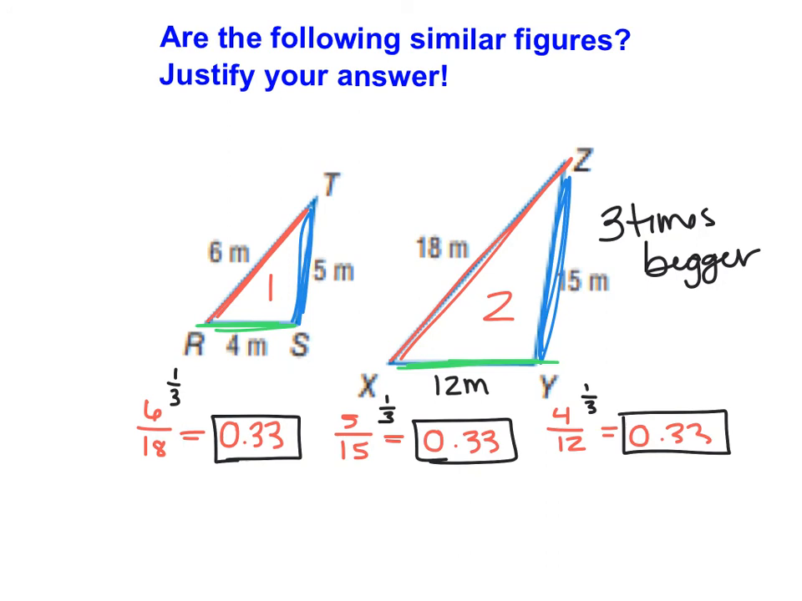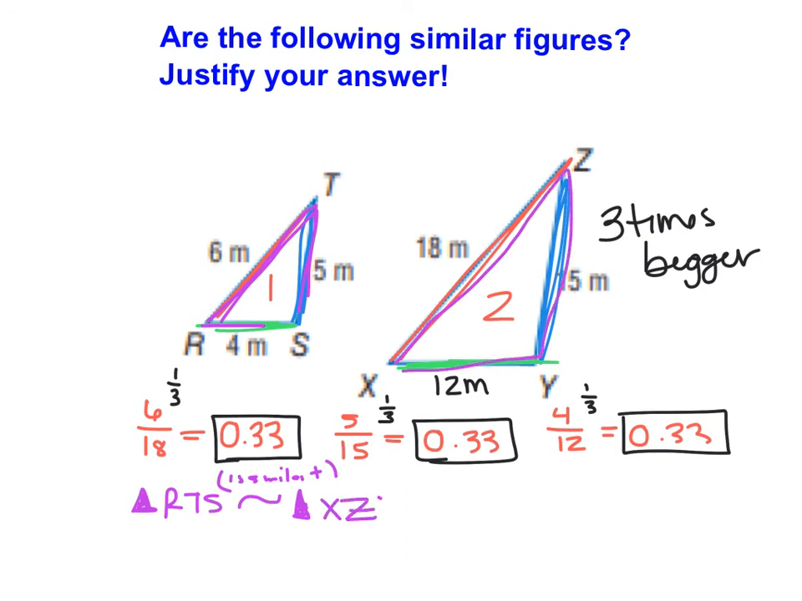So our last step here is to write our similarity statement. And again, remember, we need to go in the same order as we name our shapes. So I'm going to say triangle RTS. That's the order I'm going to go in, RTS. Is similar to, that's the is similar to symbol there. That's what that little tilde squiggle is. Triangle XZY.